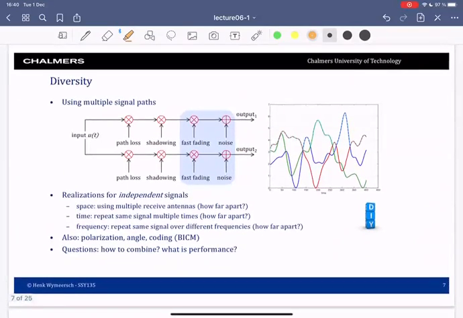Good, now we can move on to our topic of today, which is diversity. The idea of diversity is to send the same signal over multiple independent channels. Now, typically when you're sending the signal, the path loss and shadowing will be the same every time you send it if you don't move a lot. But definitely the fast fading and the noise will be different. So this is what creates independence.